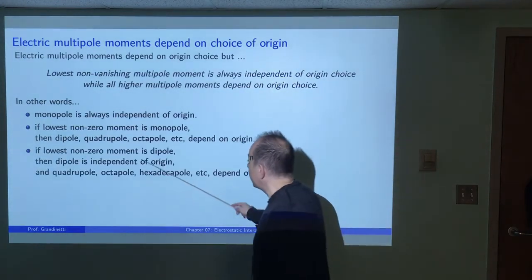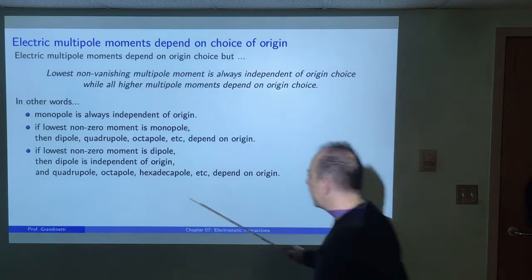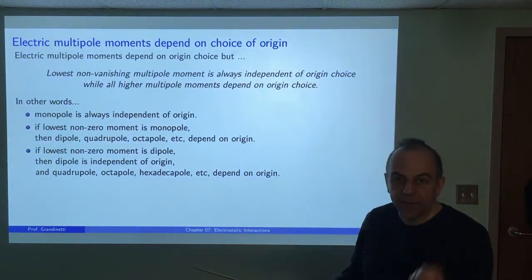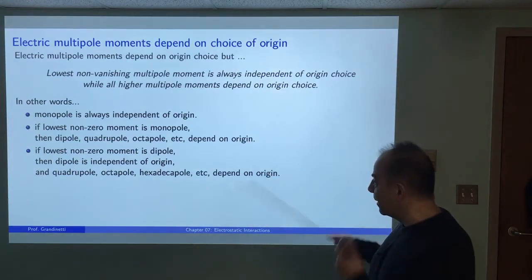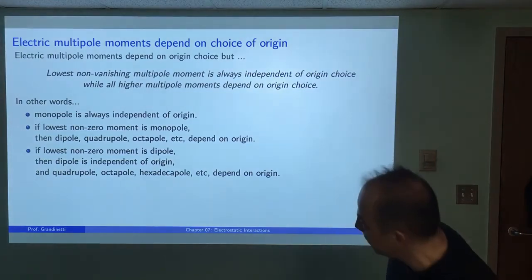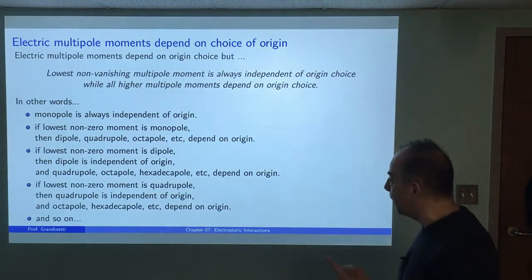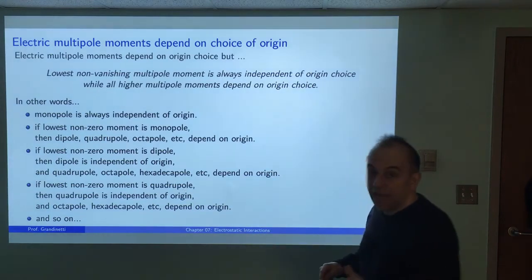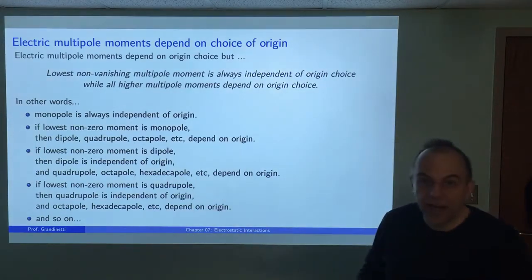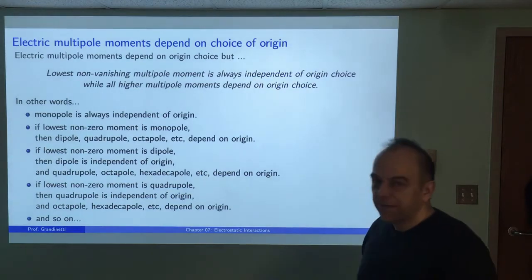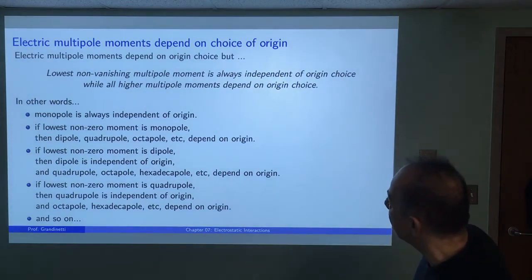Similarly, if the lowest non-zero moment is the dipole, in other words, there's no charge, but the molecule has a dipole moment, then the dipole will be independent of the origin. It doesn't matter how you pick your origin, the dipole moment will always be independent of the origin. But the higher moments, the quadrupole, octupole, and so on, are going to be dependent upon the origin. And if you continue with this, if you were neutral and nonpolar, so you had no dipole moment, and your lowest non-zero moment happened to be an electric quadrupole, then the quadrupole would be independent of origin, and the octupole, hexadecapole, and all the higher moments would depend upon origin. This is true generally as you continue on with the moments. This is just a helpful little thing to keep in mind as you're looking at the moment expansion for a molecule.